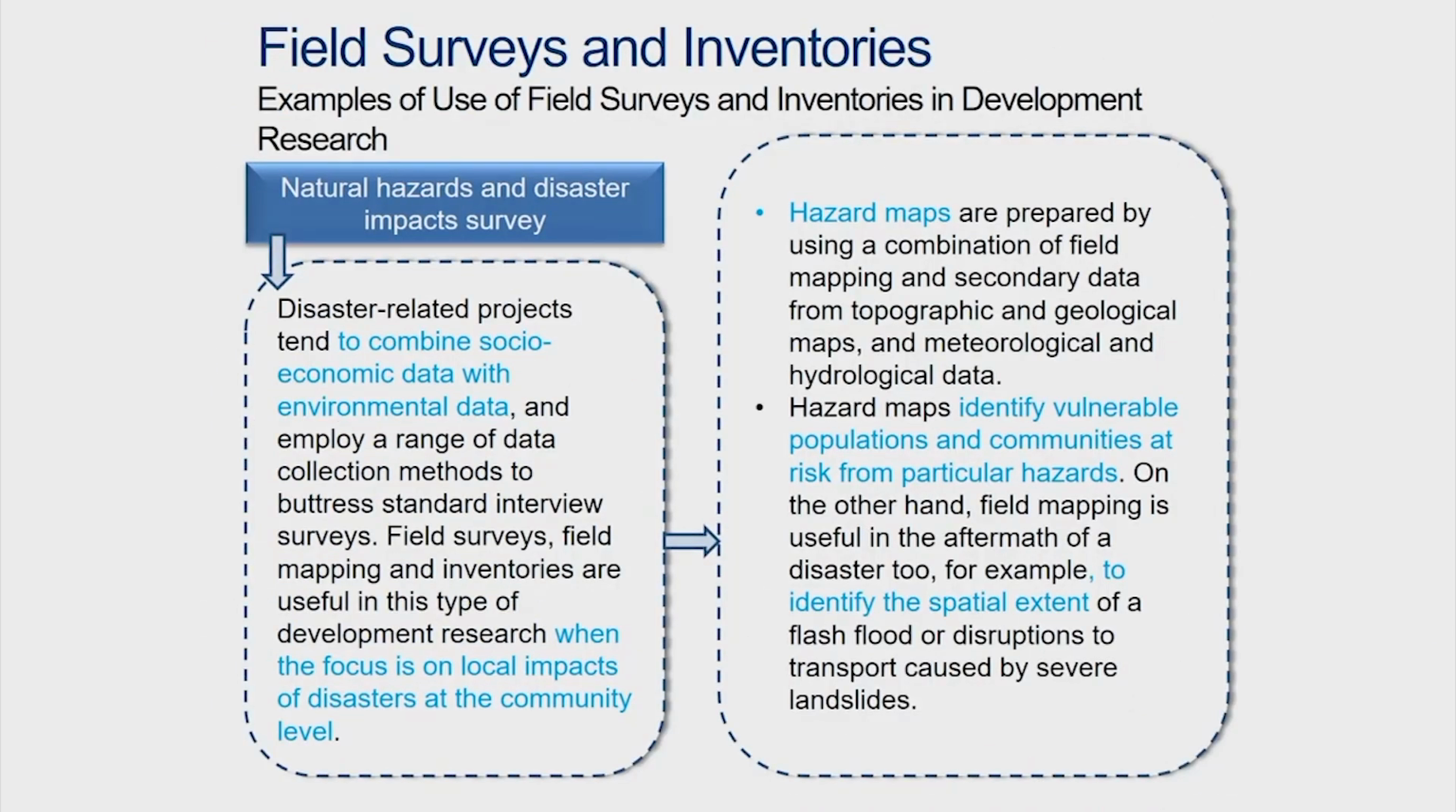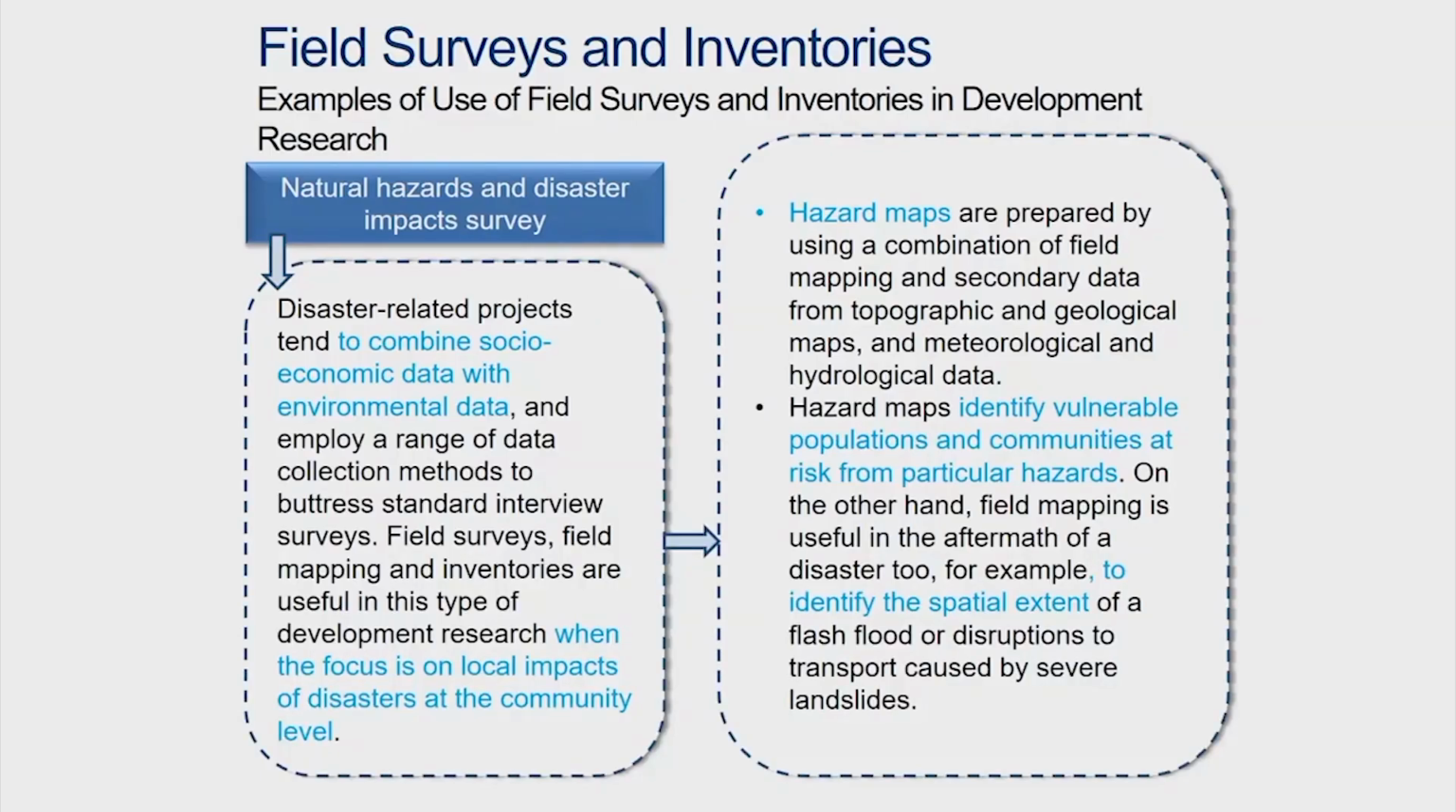Natural hazards and disaster impact surveys are another example. Disaster-related projects tend to combine socioeconomic data with environmental data and employ a range of data collection methods to buttress standard interview surveys. So, here also the aim is to look at the local impacts of disaster at the community level. You can create hazard maps. They identify vulnerable populations and communities at risk from particular hazards.